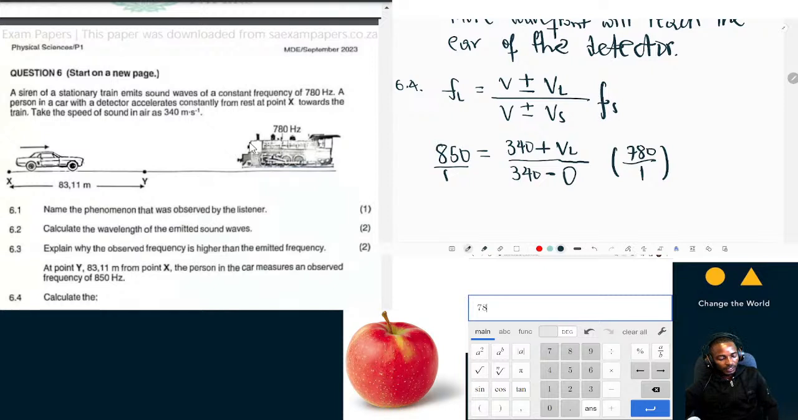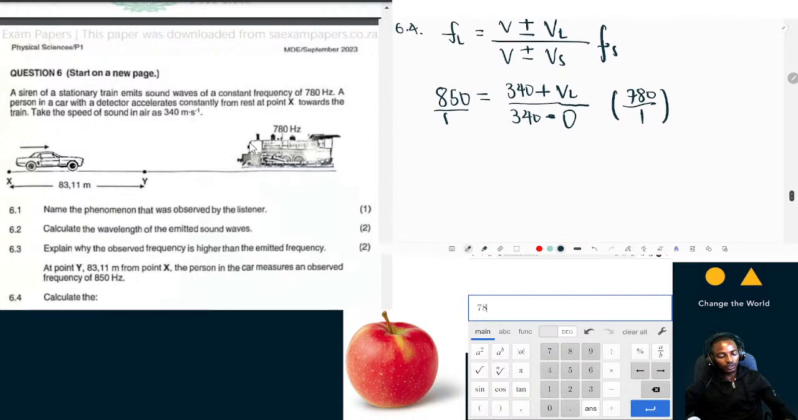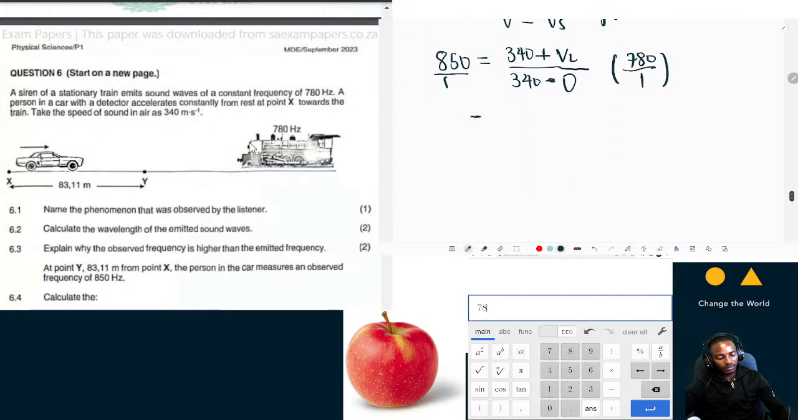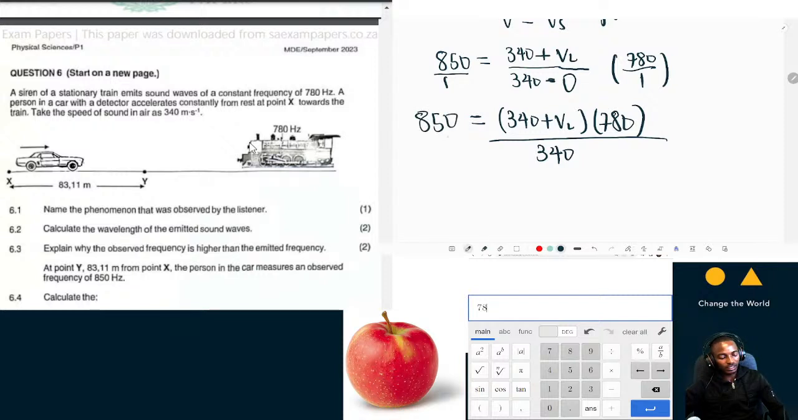Now the velocity of the source, our train is stationary, so it is 0. Then the velocity of the listener is the one that we want. Now it's the matter of simplification. So now we're having 340 plus the velocity of the listener times 780, all over 340 minus 0 times 1, which is 340. Then on the left hand side, I have 850 over 1.